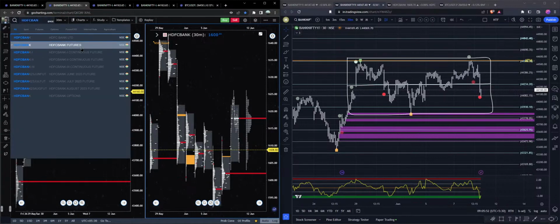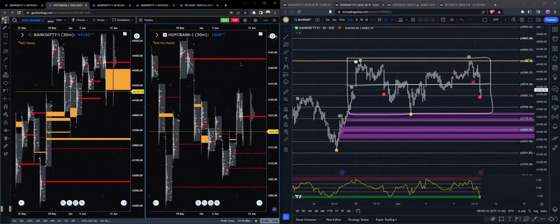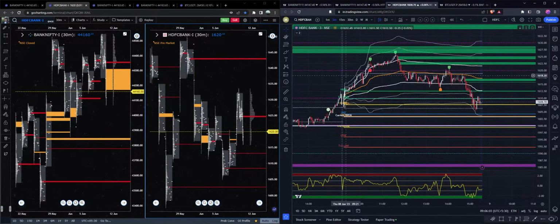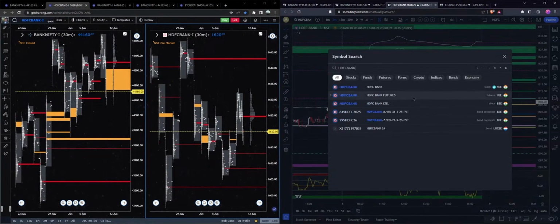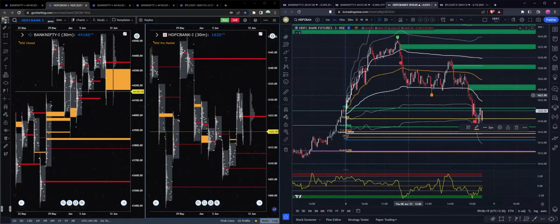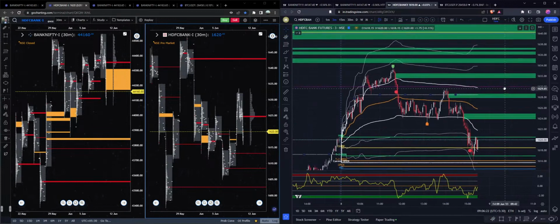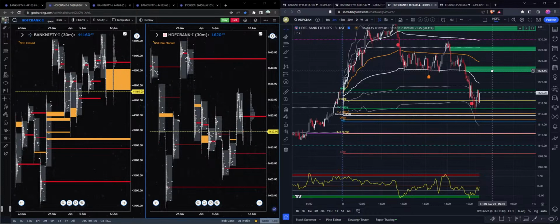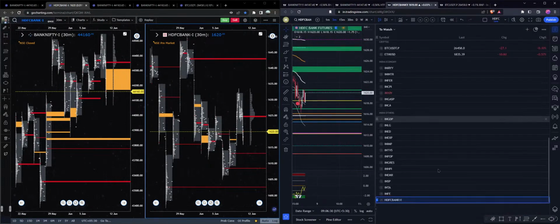Let me look at the futures chart then. Yeah, futures also has open equal to high, and the HDFC Bank spot chart is also having the same. I think I'll look at futures. Okay, yep. So in HDFC Bank, we are having a lot of trapped buyers, no trapped sellers, and I'll just add this to my watch list.